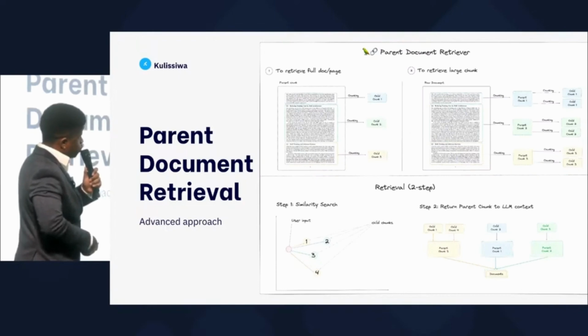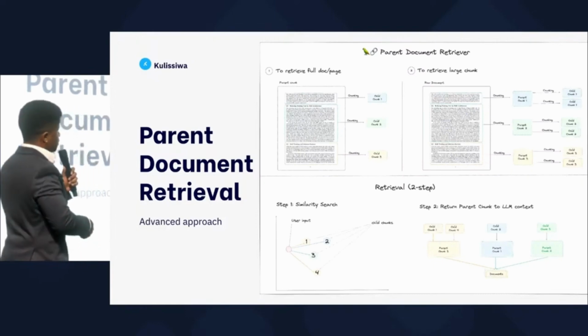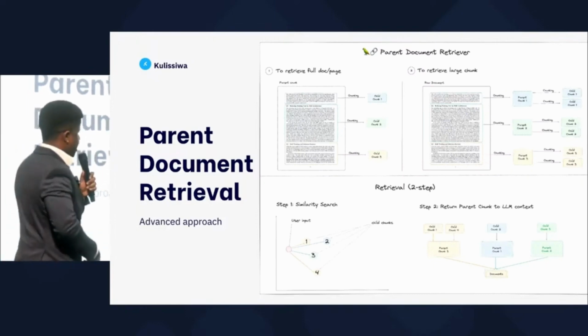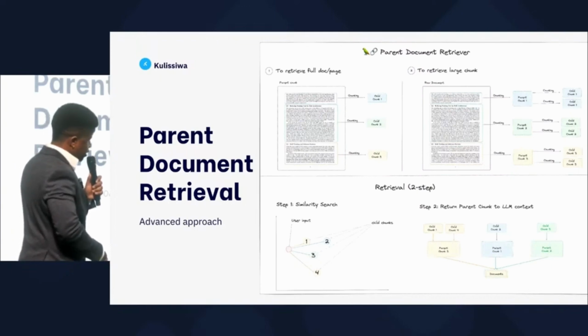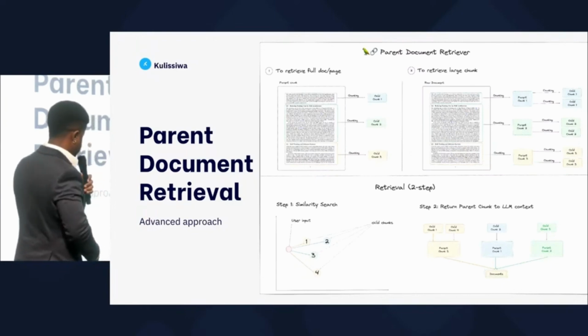And whenever you get the small chunks, you return this particular section instead of returning the entire page. So these are two ways of doing this. And on step 2, basically, you're doing just similarity search. You get different documents, different chunks, and each one of those chunks is referenced back to their parent, and we return those parents as the context.